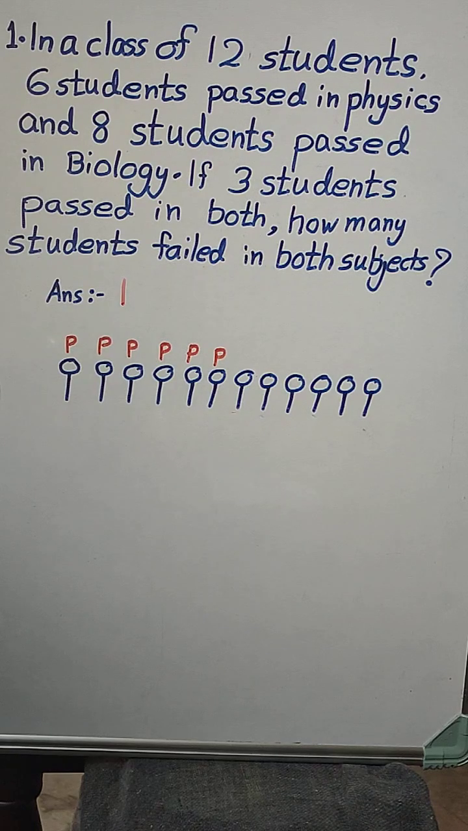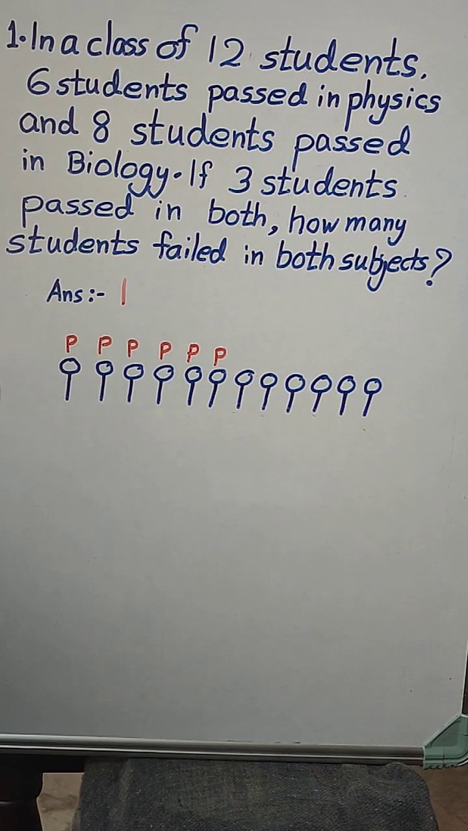In a class of 12 students, 6 students passed in physics and 8 students passed in biology. If 3 students passed in both, how many students failed in both the subjects? Answer is 1. Now let us see how to do this.